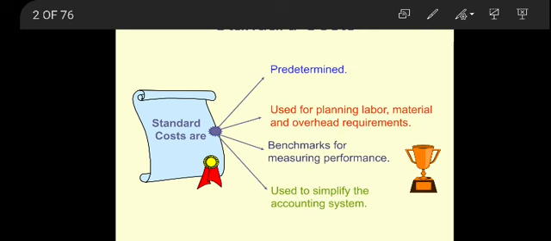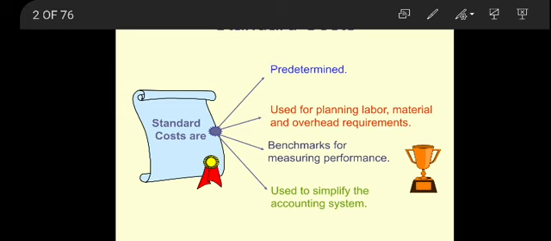Okay, first, you have to know what is a standard cost. Standard cost is a predetermined cost. It is set by a business. For example, let's say you have a cupcake business. Standard cost means the cost that you set when you want to produce the cupcake.